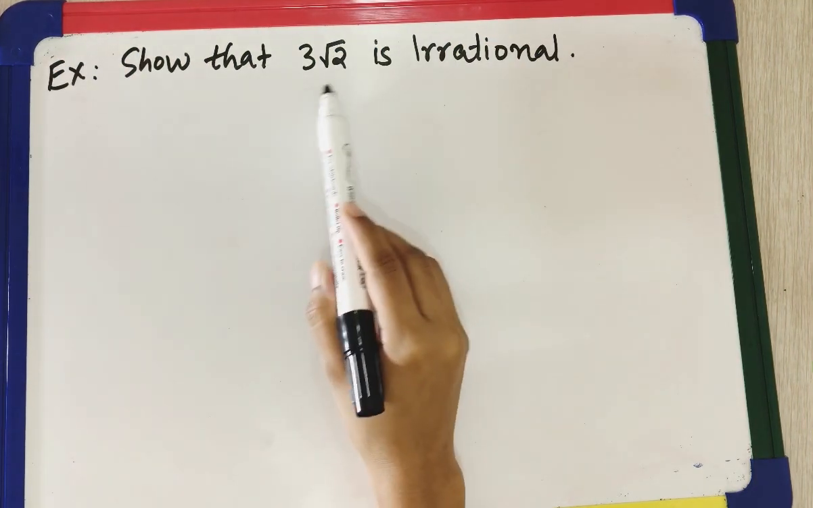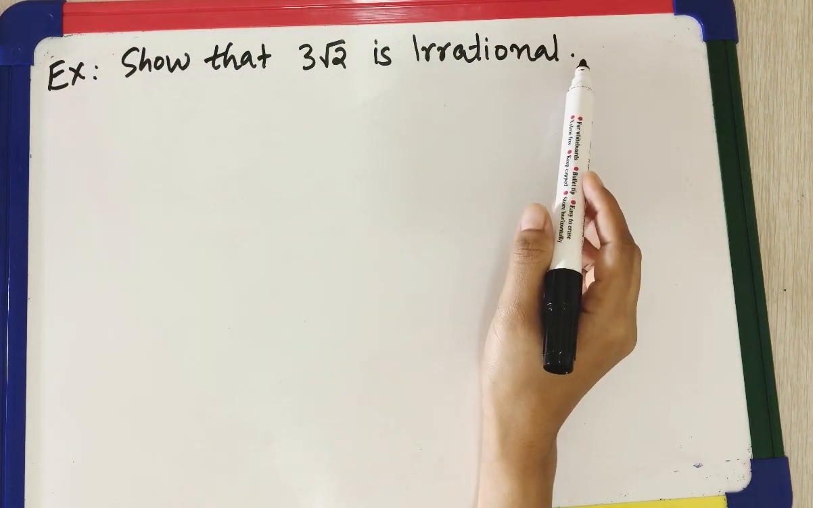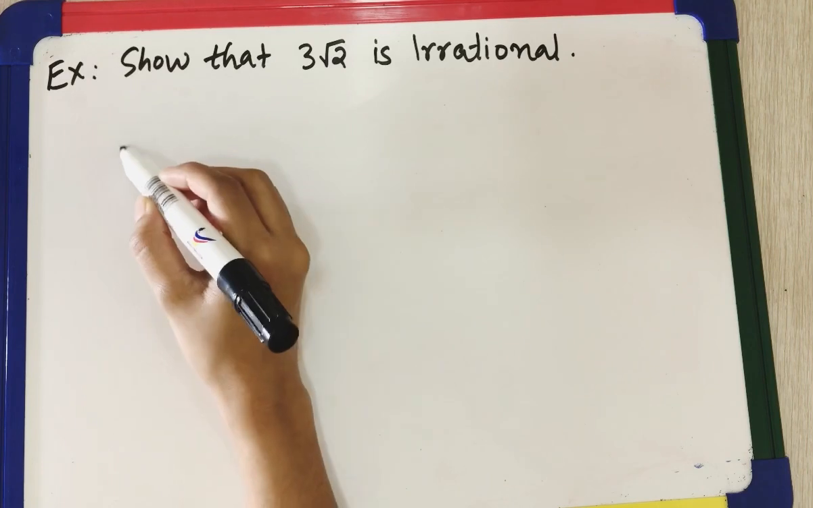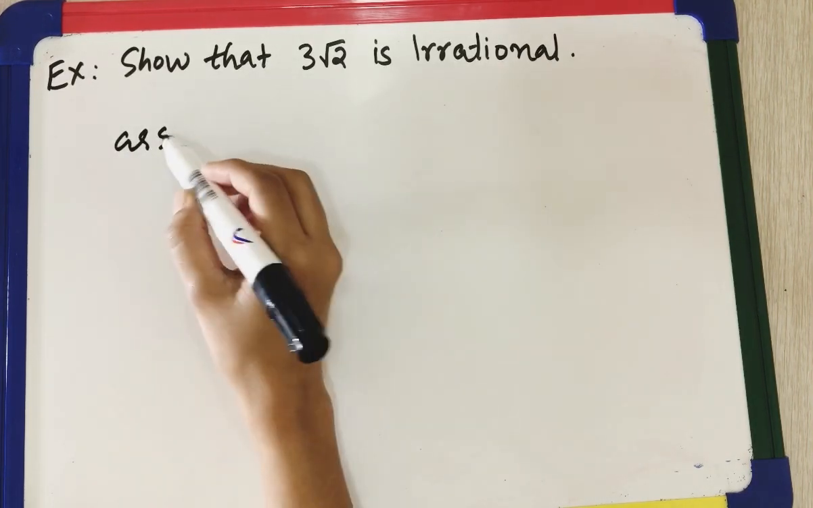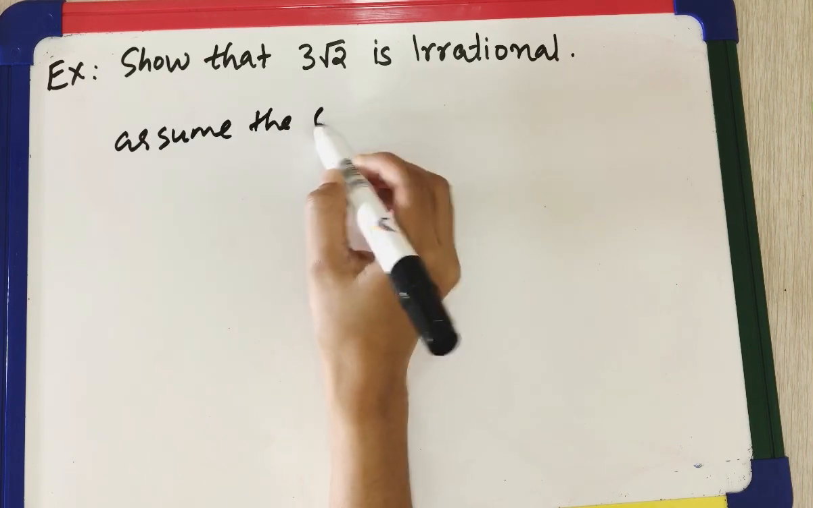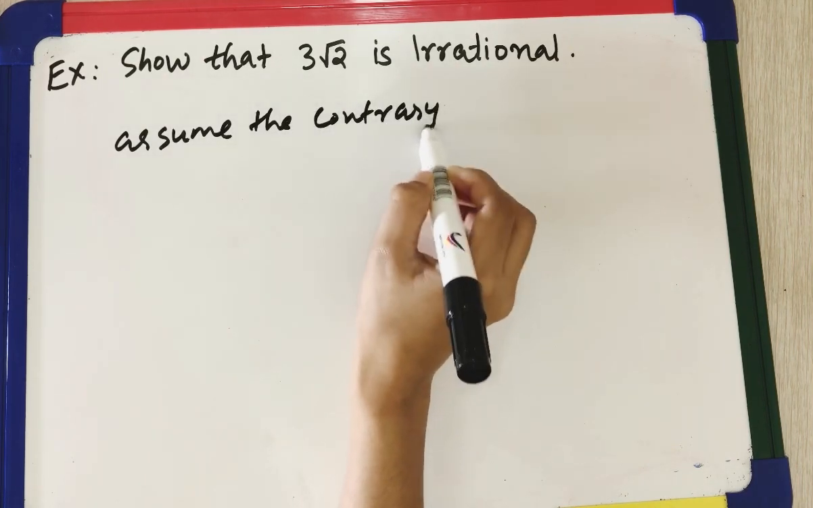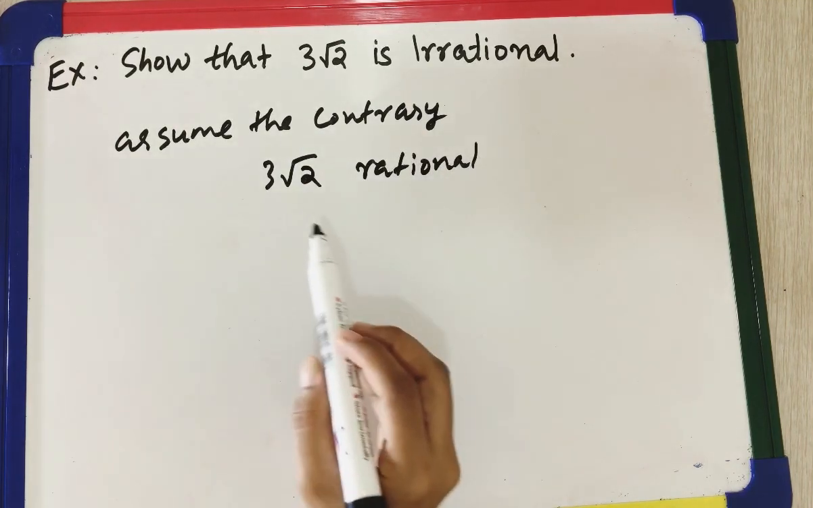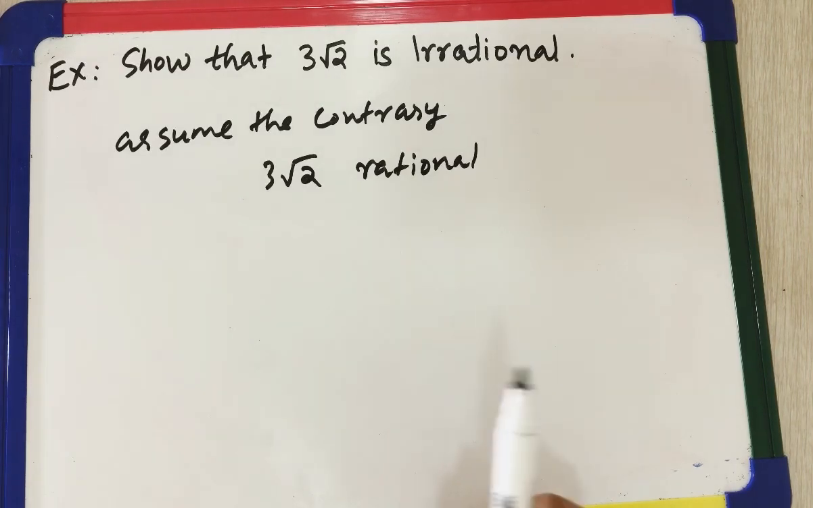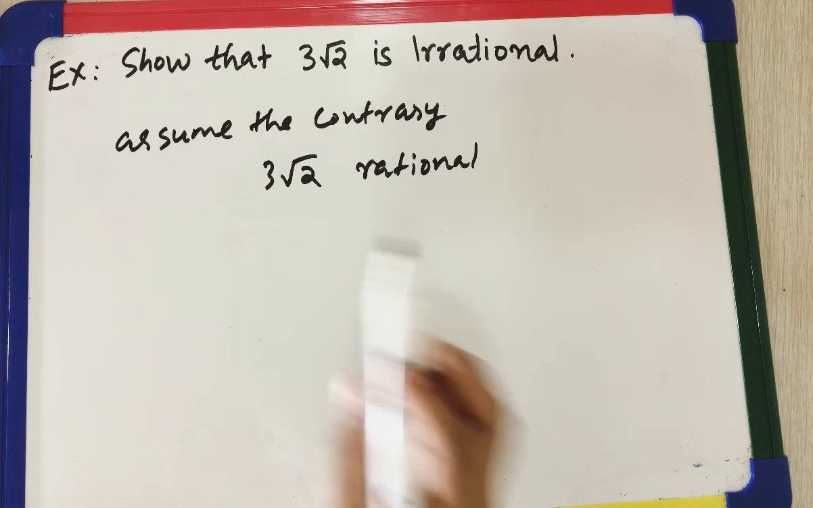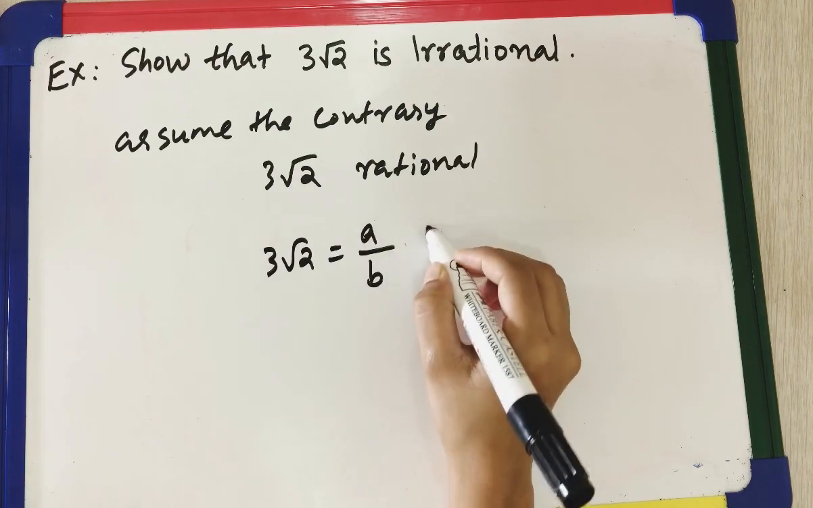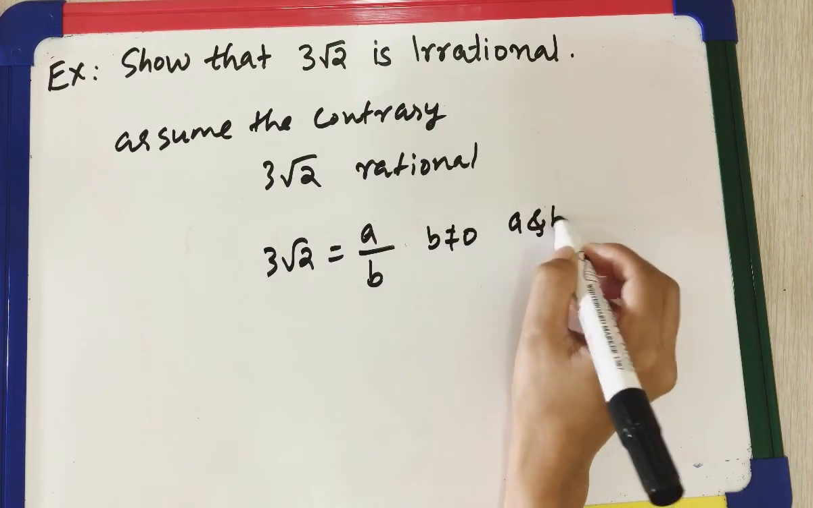Next example, show that 3 root 2 is irrational. This is also very simple. We can assume the contrary that 3 root 2 is rational. If 3 root 2 is rational, we can find co-primes A and B such that 3 root 2 is equal to A by B, B not equal to 0. That is, 3 root 2 is equal to A by B, B not equal to 0, A and B are co-primes.